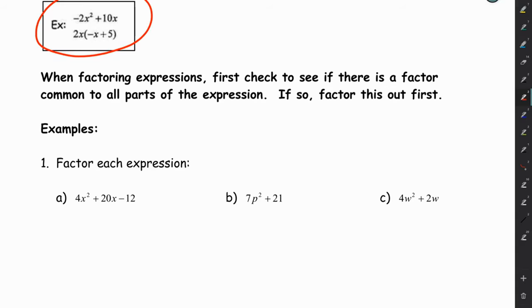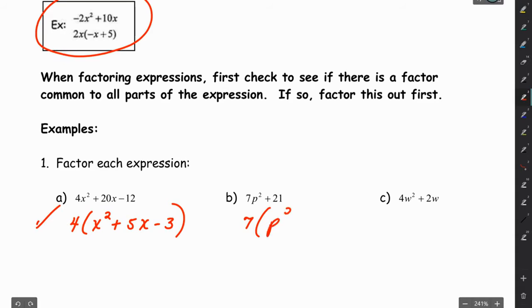So you can see in example A, we have a GCF of 4, so we're going to pull that out. And then we would continue factoring if we can. X squared plus 5x minus 3 is not factorable, so we're done with letter A. Letter B, the GCF is 7. We'll pull that out. P squared plus 3 cannot be factored any further, so we're done with letter B.